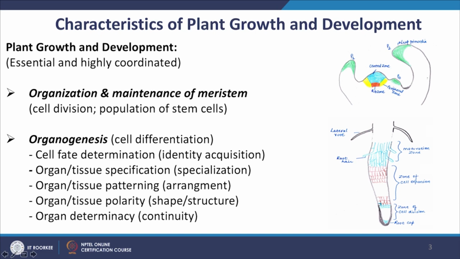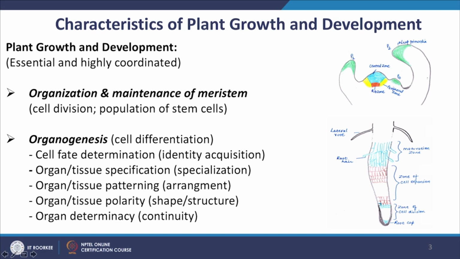The second process that occurs during organogenesis is tissue specification. One organ is not made up of a single tissue; there are multiple tissues, and different tissues have different structure, different function, different organization. So, the second stage after fate determination is tissue specification. Here the tissue specialization occurs.